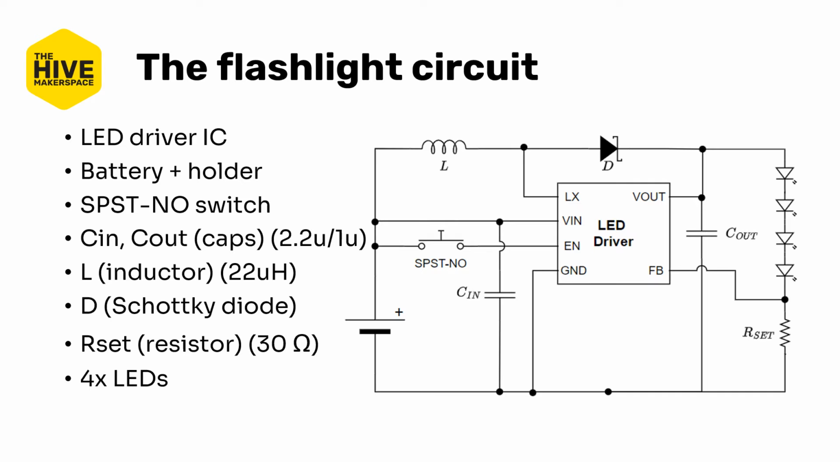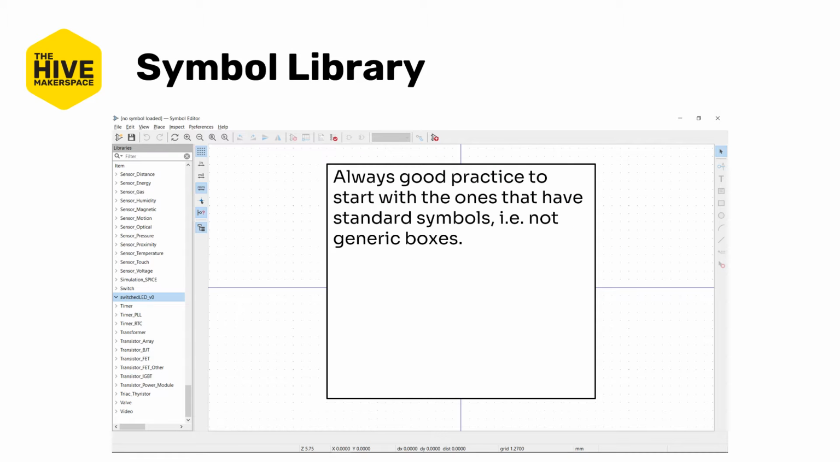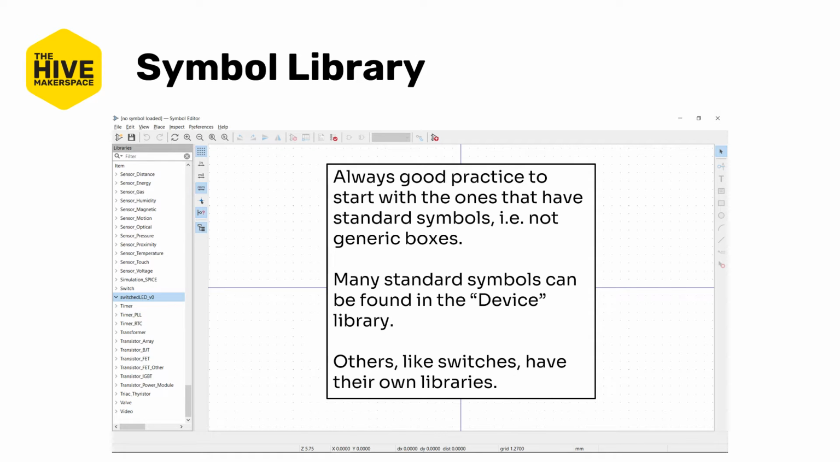If you have not seen this before, here you go. And if you have seen this before, this is a nice little review of what we need. Don't worry, I will walk through each of these steps and remind you to copy these in as we go along. It's always good practice to start with the ones that have standard symbols, so not the generic box in the middle. Many standard symbols, as we've discussed before, can be found in the device library. Otherwise, others like switches in particular have their own libraries.